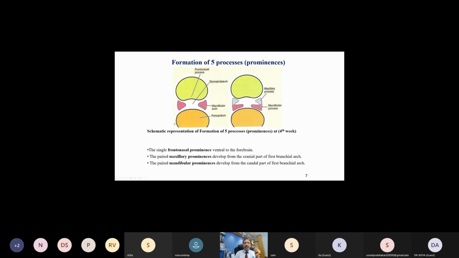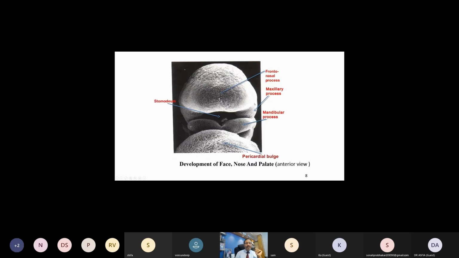So you're all aware of the formation of 5 processes: the frontonasal process, and from the mandibular arch, cranially there is a maxillary process, and caudally there is a mandibular process. So these are the 5 different processes by which the face develops. Now, this is how it looks in the electron microscope. This is the frontonasal process, the maxillary process, the mandibular process, and this is the mouth.